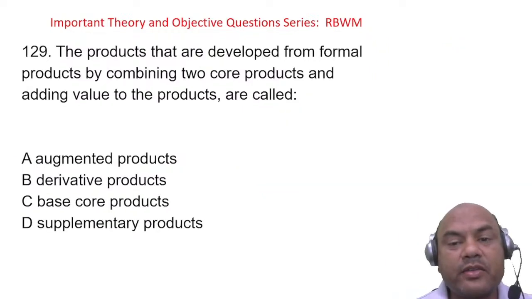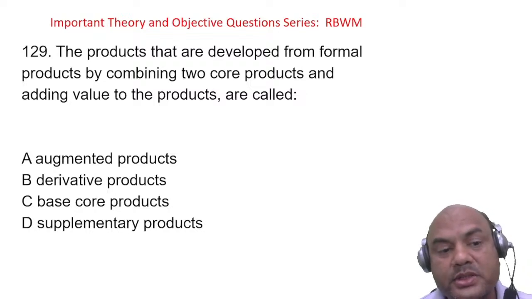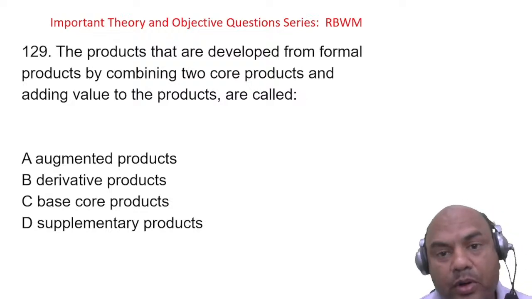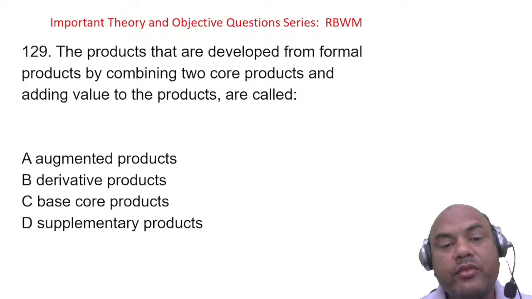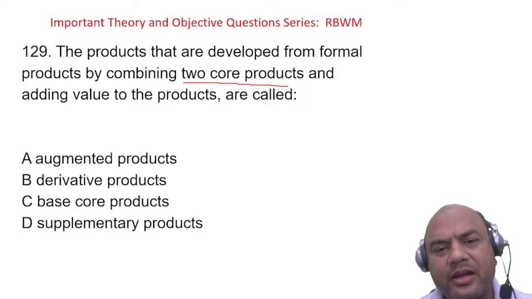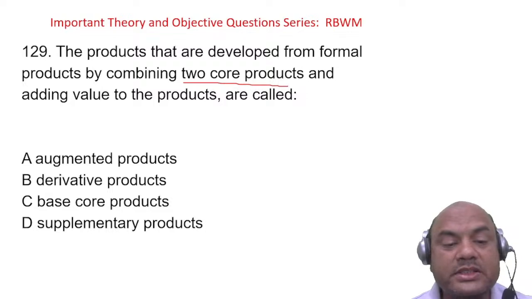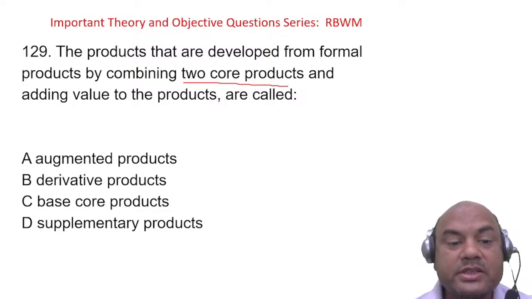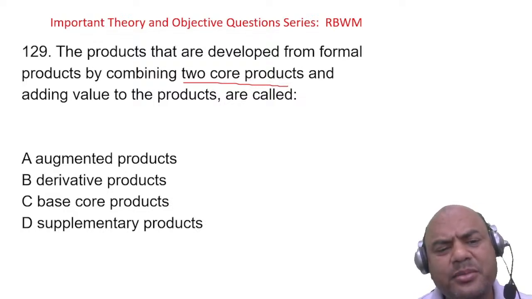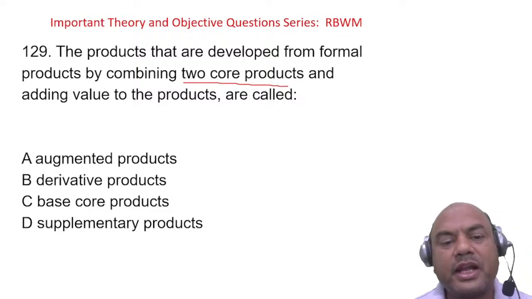The products that are developed from formal products by combining two core products and adding value to the products are called as what? Two products are combined, and so value is automatically added later. Augmented, derivative, base core products, or supplementary products? What are these known as? Those products are combined from the two products and then something more masala is added to it. Masala you can call it.